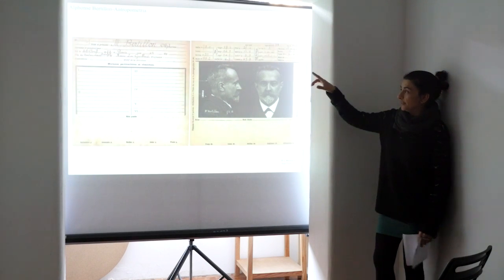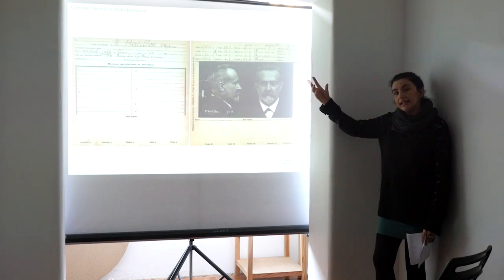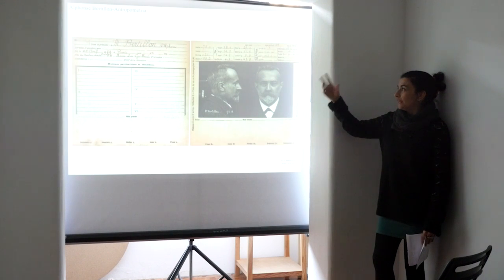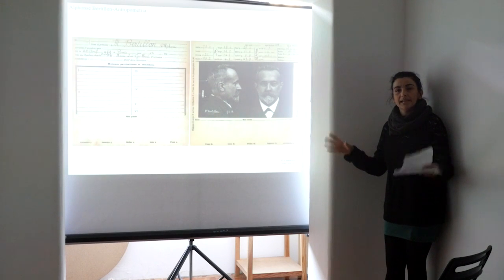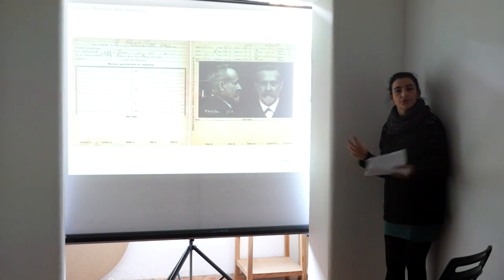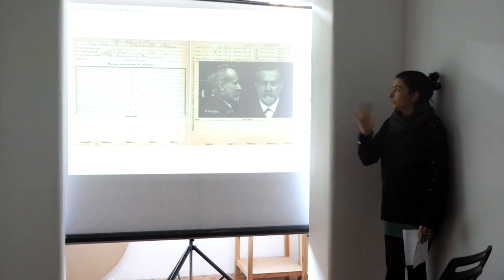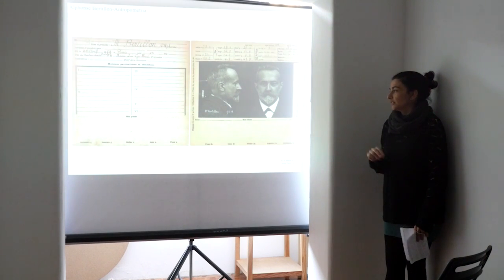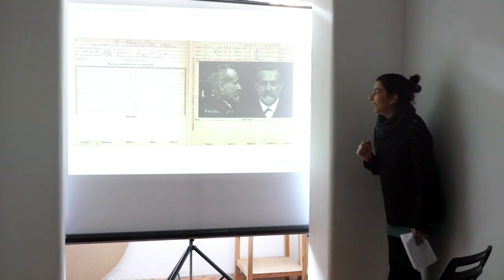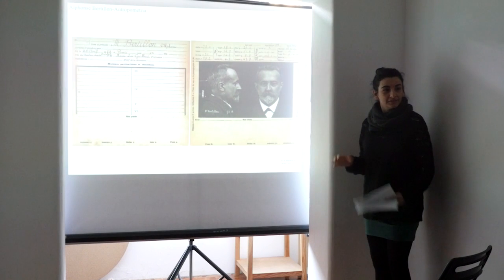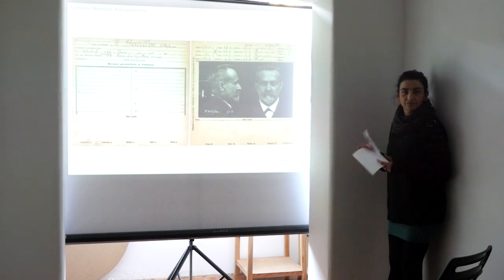Alphonse Bertillon develops a kind of technique called anthropometry, in which he thinks that, based on photographic compositions and parts of the human body, you can achieve a kind of pattern of what a criminal person will be. Using facial characteristics to determine if one is criminal or not.